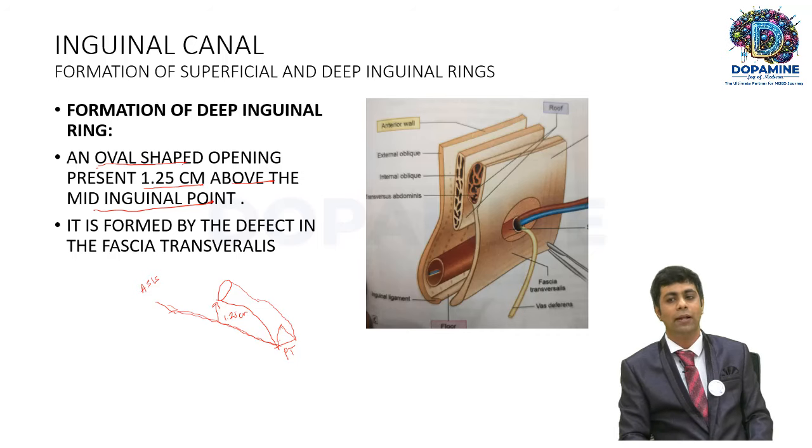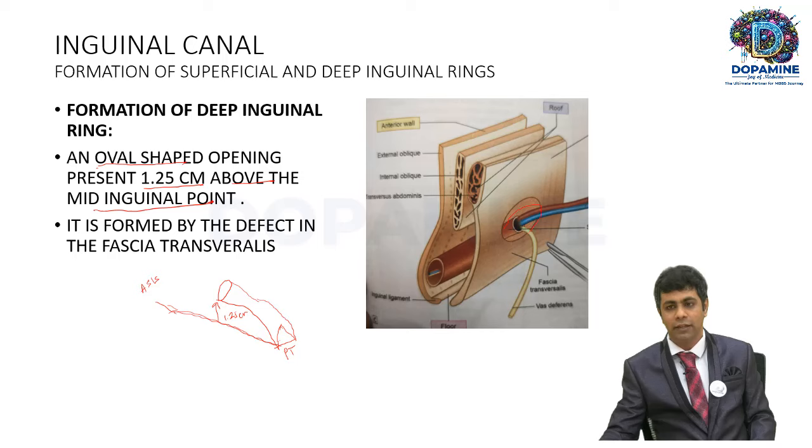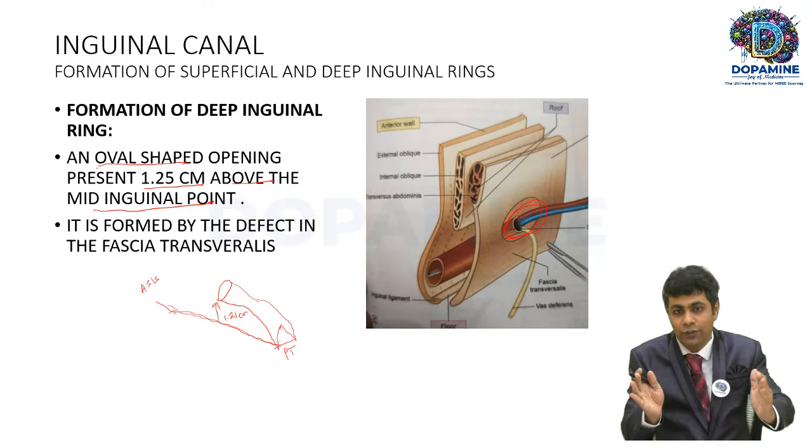So that's how the deep inguinal ring forms. You can see the picture here. So this is an oval shaped defect formed in the fascia transversalis, okay, through which the content of the inguinal canal travels. Okay, so this is the extension of the inguinal canal.